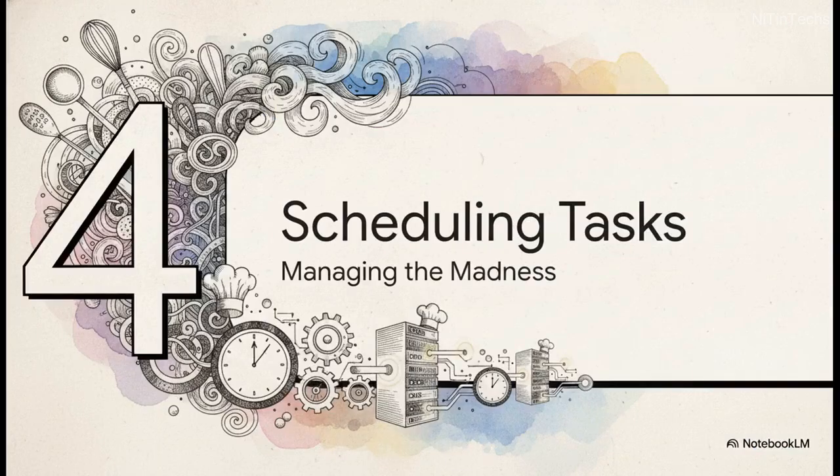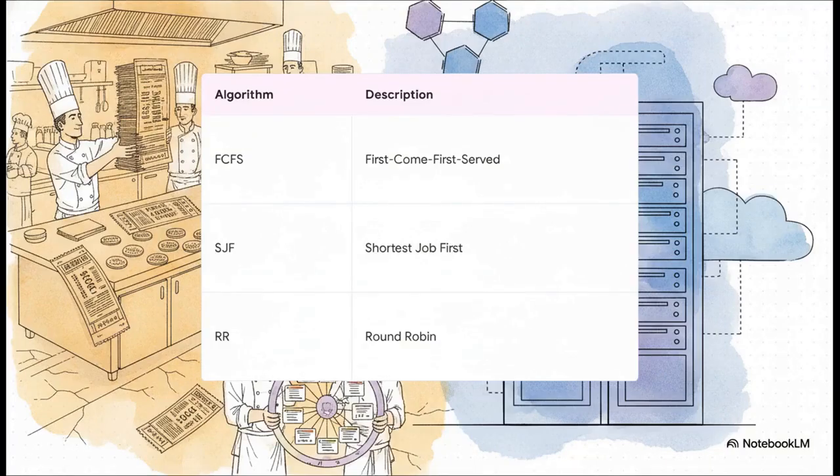Let's dive into section 4, scheduling, managing the madness. Okay, so scheduling is how we allocate tasks to prevent bottlenecks. It acts kind of like the head chef's ticket management style. First, we have first come, first served. It's totally fair, processing orders exactly as they arrive, but it risks head-of-line blocking if a massive, heavy task stalls the whole queue. Then there's shortest job first.